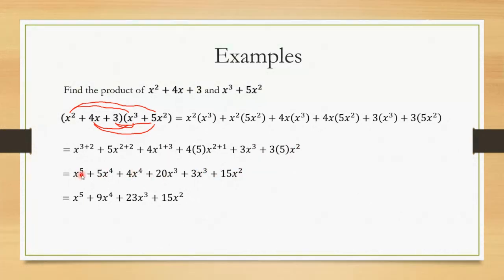Here we have x to the 5th, 5 times x to the 4, 4 times x to the 4, 20x cubed, 3x cubed, 15x squared. And again, what I'm doing here is we just rewrote the terms and then we just combine them, as you can see. Like terms, that is, we combine. Okay, good.